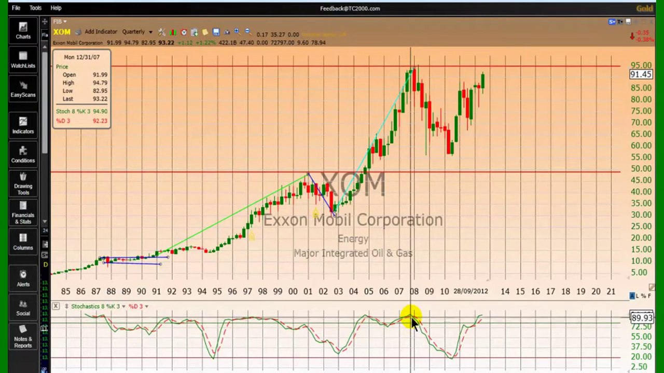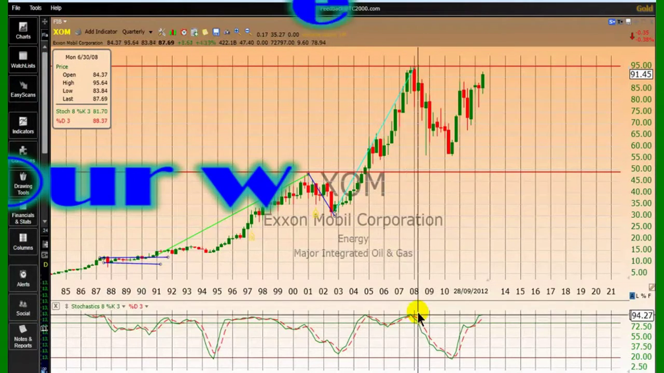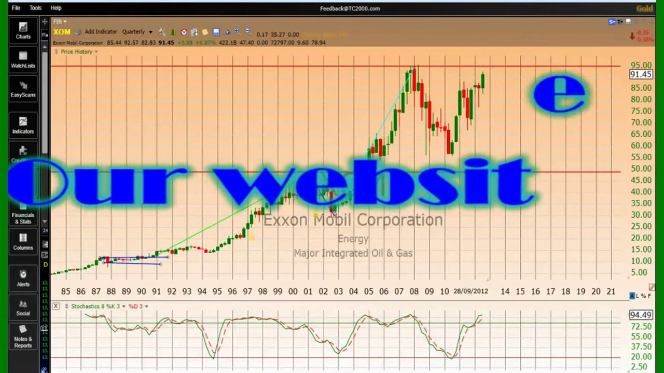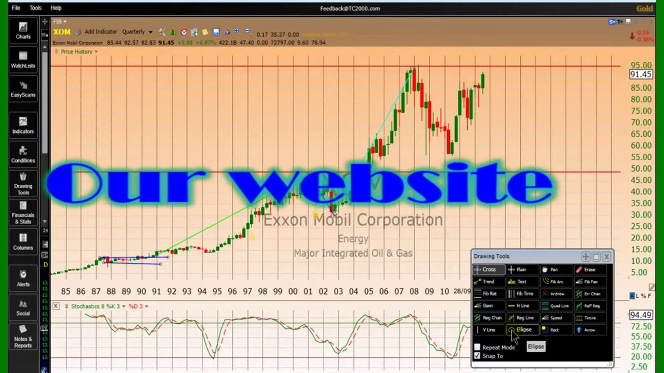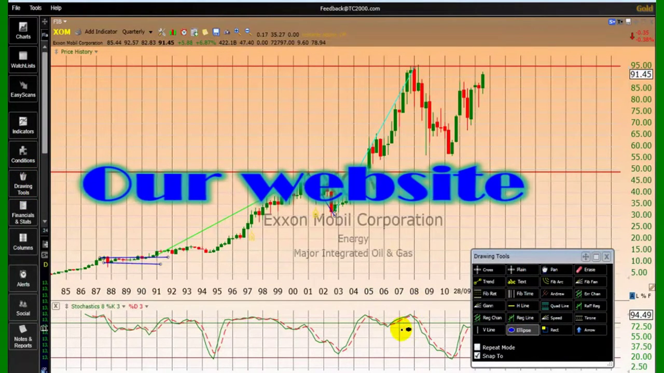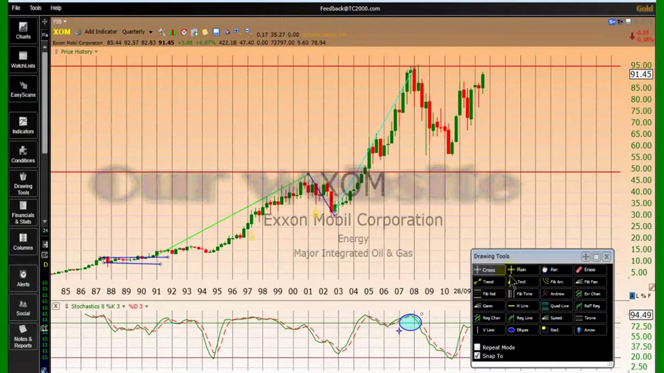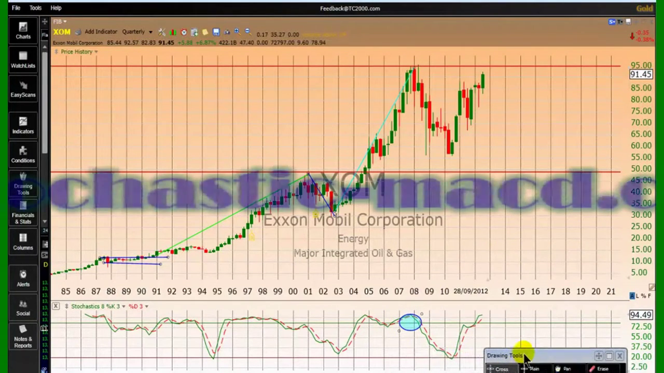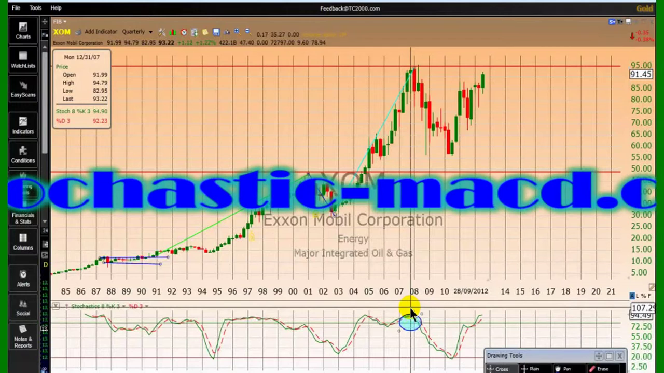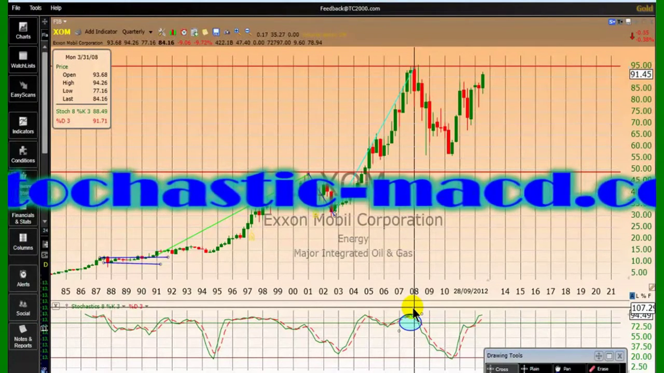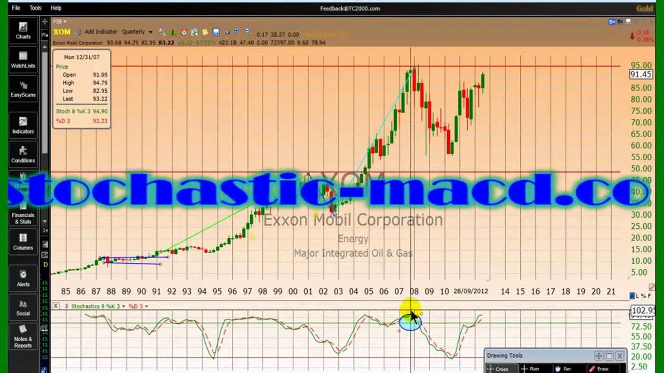The stochastic 8-3-3 was overbought in this zone. If you like, I can highlight it on this chart. And at the same time, the price is at a target zone. You can watch the videos on our website about a convergence signal right here. It's an overbought condition. One will wait for a clear-cut signal at the target zone before entering the trade.